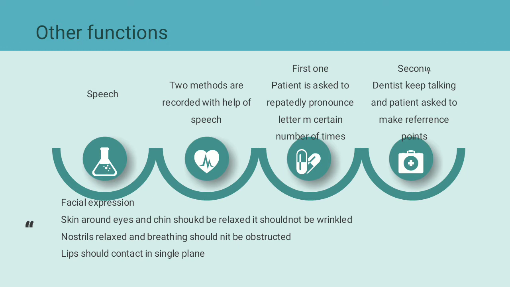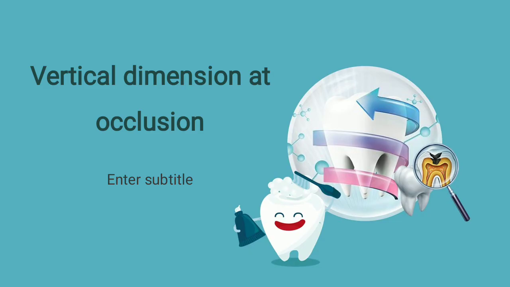The next one is facial expression. The skin around the eyes and chin should be relaxed and not wrinkled. The nostrils should be relaxed and breathing should not be obstructed. The lips should contact in a single plane. Then the vertical dimension at rest should be recorded here. Let's go into the vertical dimension at occlusion.